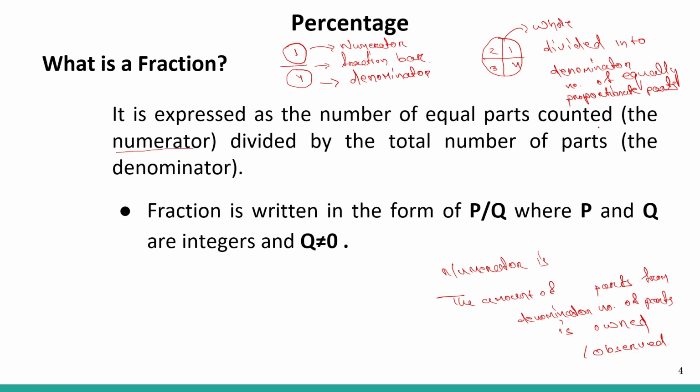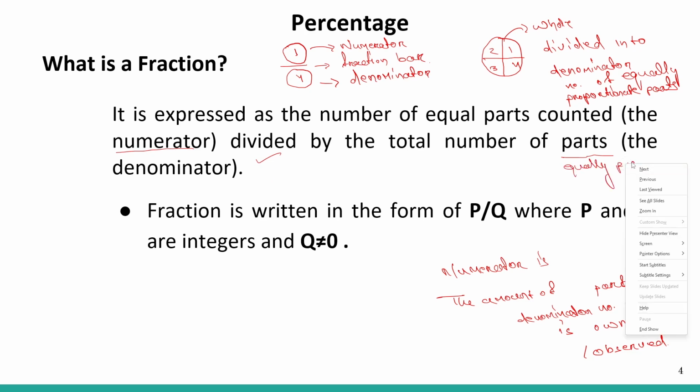counted. The parts counted or owned or observed, same thing, divided by the total number of parts, the denominator. So all the parts are equally proportionate.